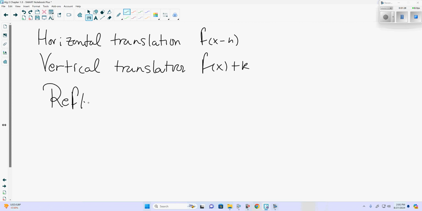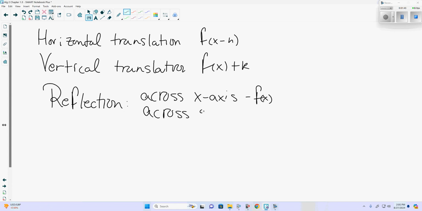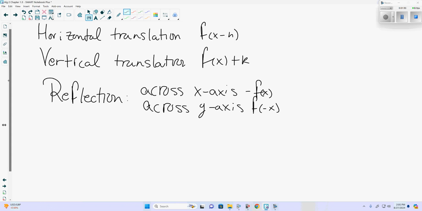The next thing we covered was reflection. Now, if it is across the x-axis, it's our negative f of x. And if it's across the y-axis, it is f of negative x. As we had these here.